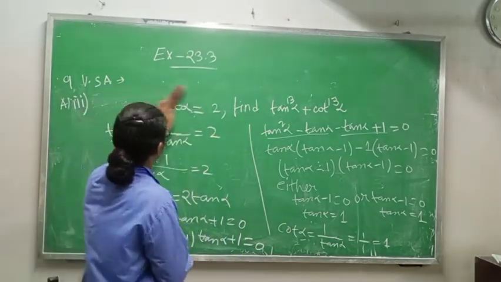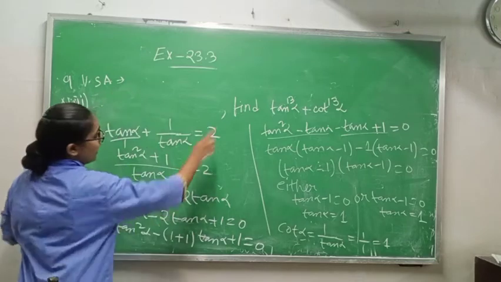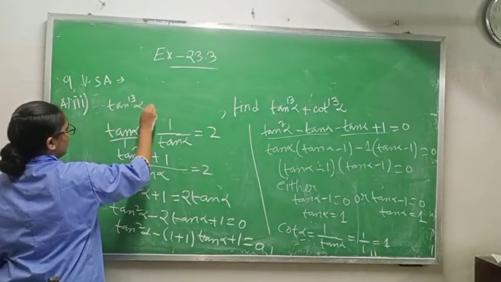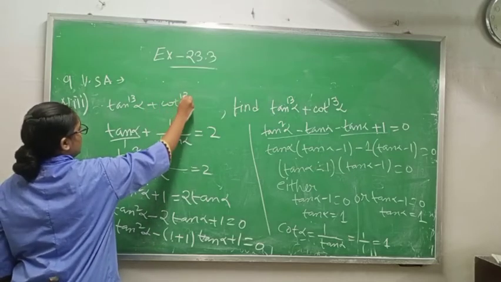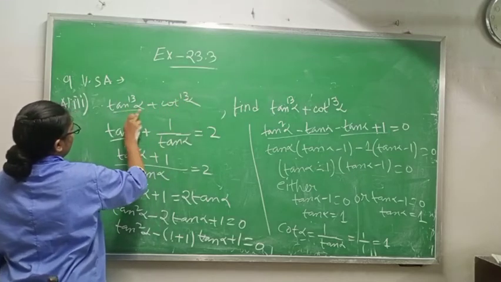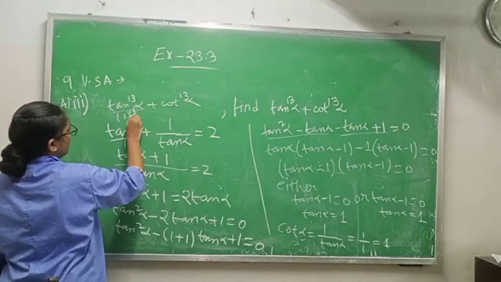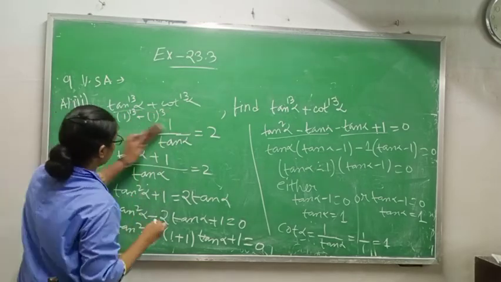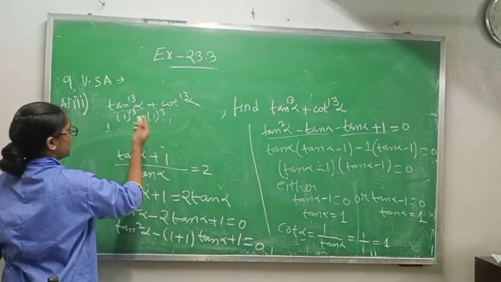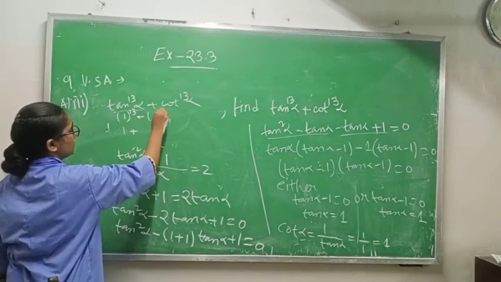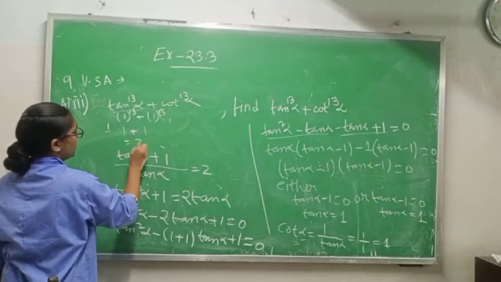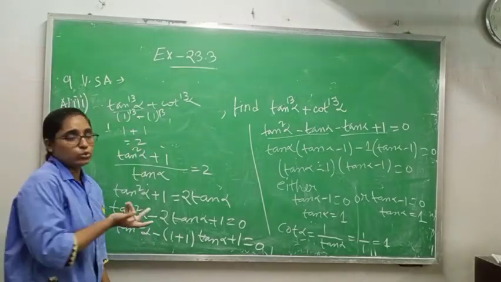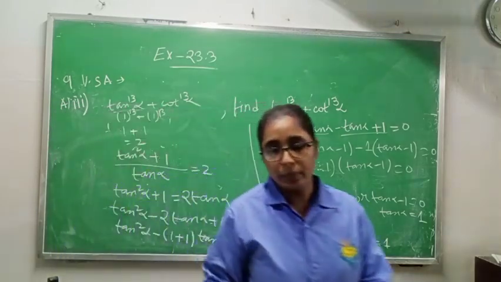I am writing this portion. Now they are asking the value of tan power 13 alpha plus cot power 13 alpha. Tan alpha value you got 1 power 13, plus cot alpha again you got 1 power 13. 1 power 13, 1 power 13, 1 plus 1, 2. If you have 1 as a power, then value will come 1. So 1 plus 1, 2. Complete this one.